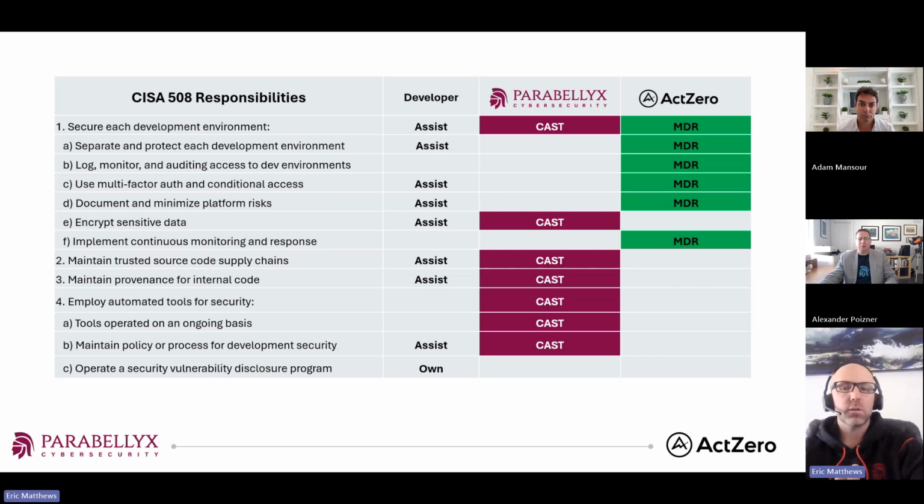Our CAST product is much more on the software development side, both the trusted supply chain as well as the code scanning. And then obviously Adam talked about their MDR solution with the capability of covering the infrastructure pieces, logging and monitoring, conditional access control, platform risks, and things like that.